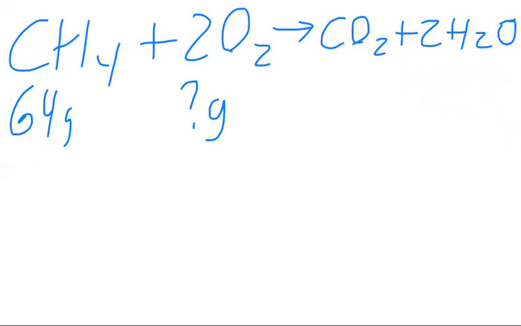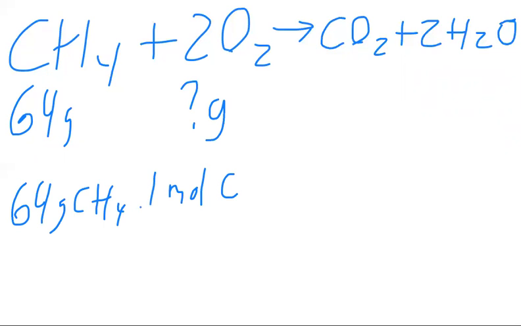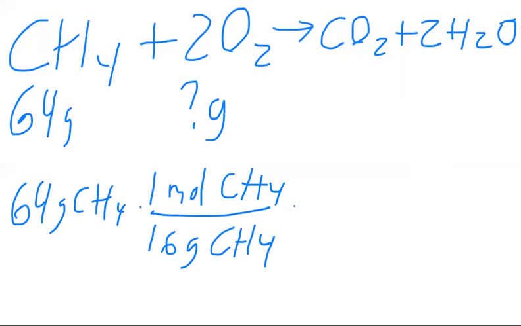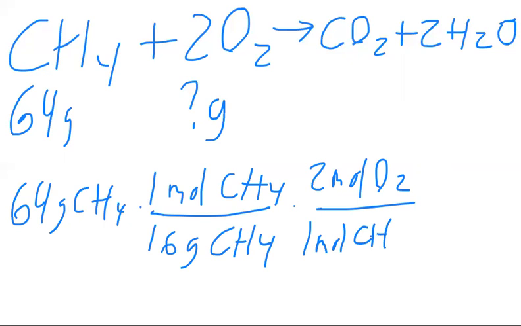So, okay, we've got 64 grams of CH4, right? And we multiply it. I'm just going to go through the one line method here. So 64 grams CH4 times 1 mole CH4 per 16 grams of CH4, times 2 moles of O2 per 1 mole CH4, times 32 grams of oxygen divided by 1 mole of oxygen.